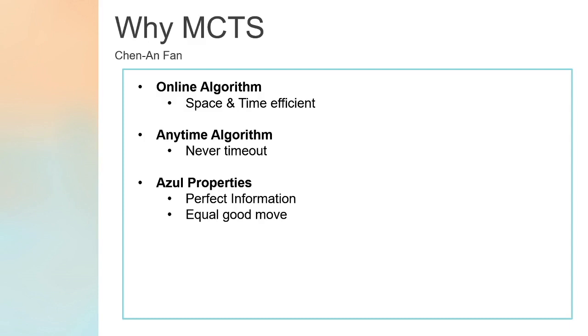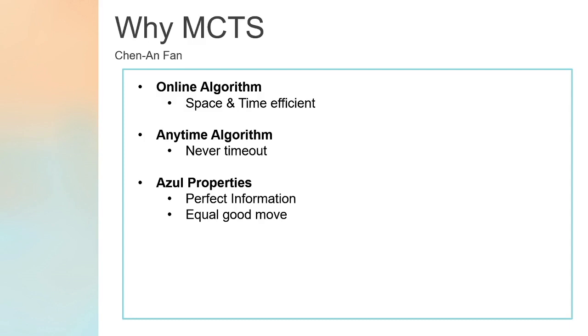The uncertainty of the opponent's move leads to too many states in the Azul board game. Using MCTS could save computational effort. Second, using MCTS will never time out and always returns the best action available. Third, the game properties make it suitable to implement MCTS.